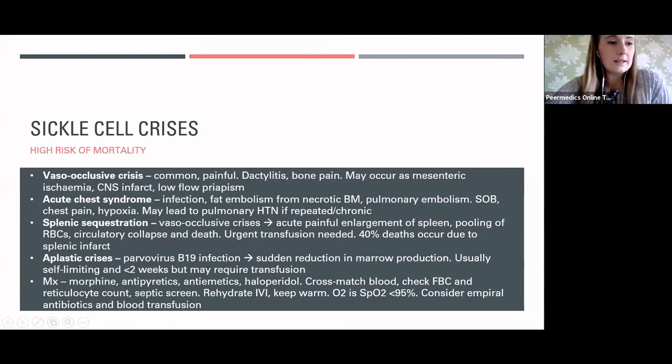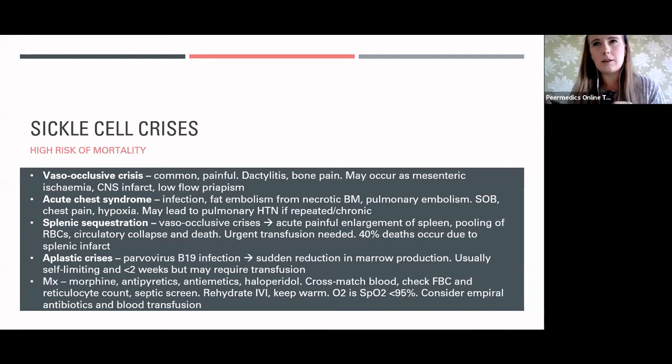Your sickle cell crises, there are a lot of these that can occur, and they all occur secondarily to this vaso-occlusion. Your main ones are vaso-occlusive crises. Basically look for patients presenting with pain in the digits, particularly bony pain.